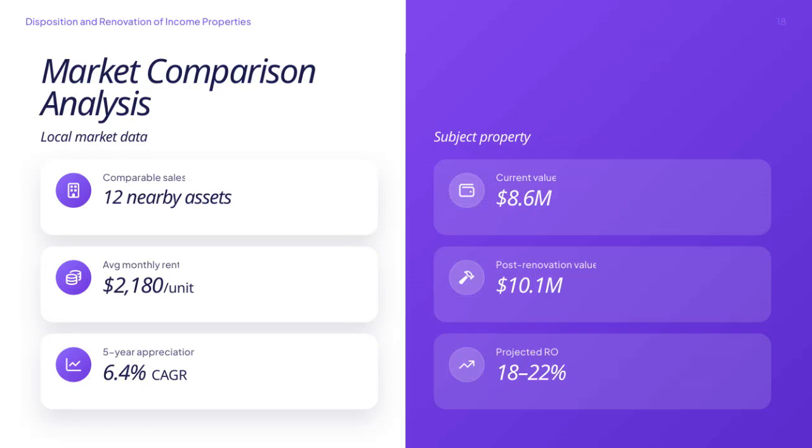Here, we take a closer look at the local market data to understand how the subject property compares to nearby assets. There are 12 comparable properties in the area, with each unit averaging around $2,180 in monthly rent. Over the past 5 years, the market has experienced a compound annual growth rate, or CAGR, of 6.4%, which gives us a solid indication of steady appreciation.